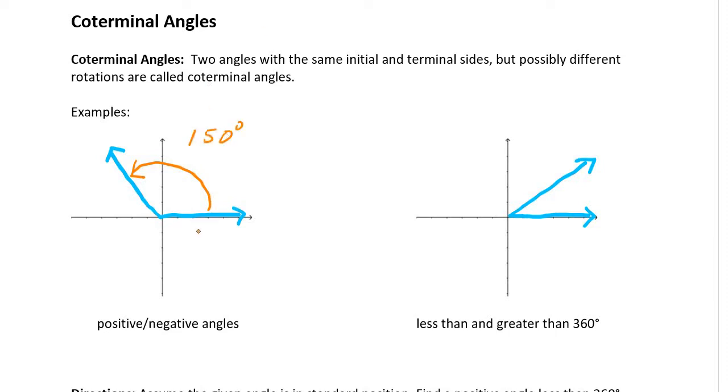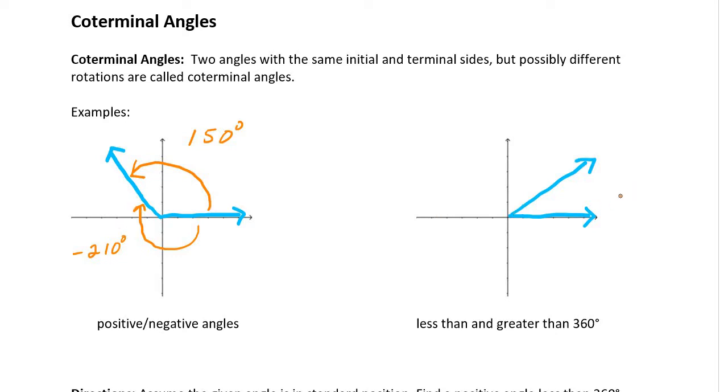But we could also look at this angle as having the initial side on the positive x-axis and the rotation being clockwise to where this is my angle, and this angle measure would be negative 210 degrees. Remember that positive angles have a counterclockwise rotation, negative angles have a clockwise rotation.